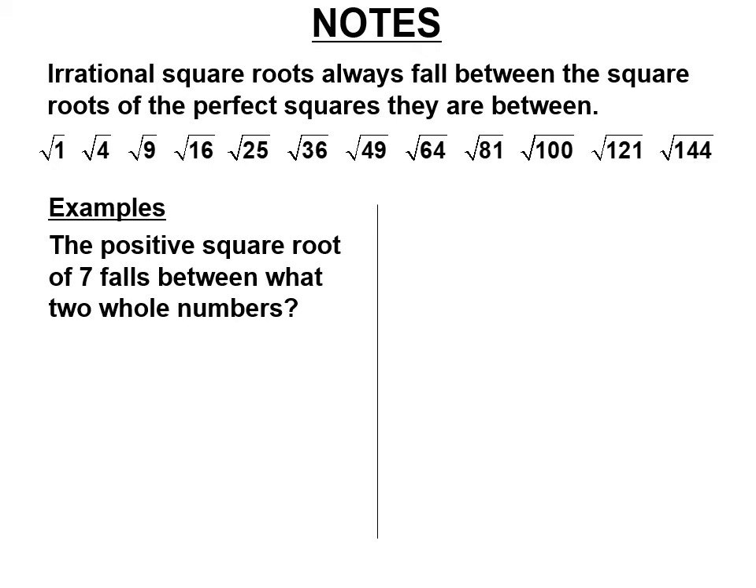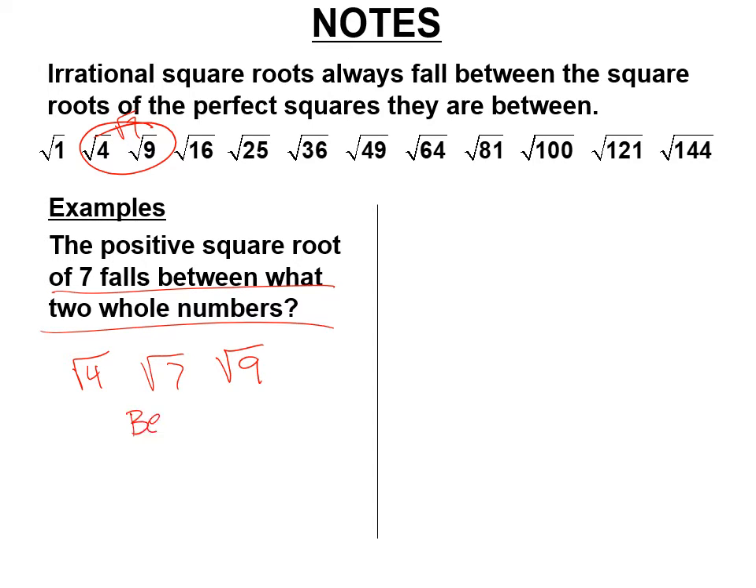The positive square root of 7 falls between what two numbers? So 7 is right there. This is how I want you to do your homework. Square root of 7. Below it, you put the square root of 4. You put the ones from this list. You have to have this list memorized. I'm putting it up there now, but on the test, you have to have it memorized.